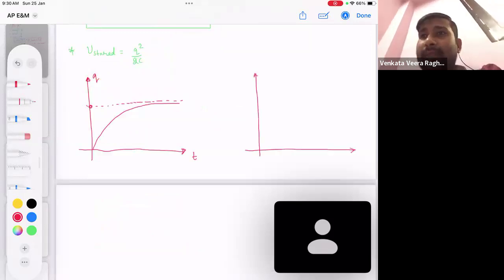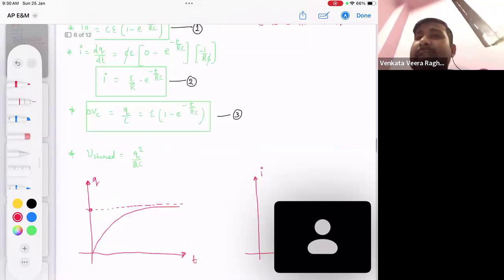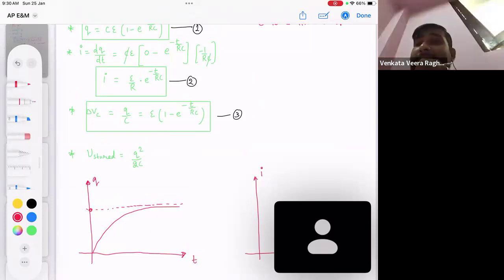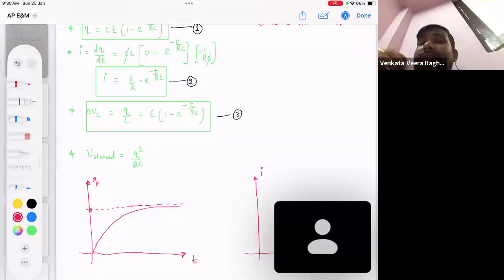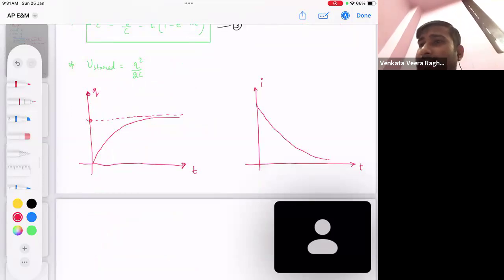Now, next one: what is the graph of current versus time? Look at the graph of current versus time. Is it an exponential decay? Initially there will be a large current in the circuit, and as time progresses, the current in the circuit will decrease. And at t equal to infinity, what is the current going to become? It is going to become zero. Understood? So this graph is an exponential decay. You can call this charge Q max.